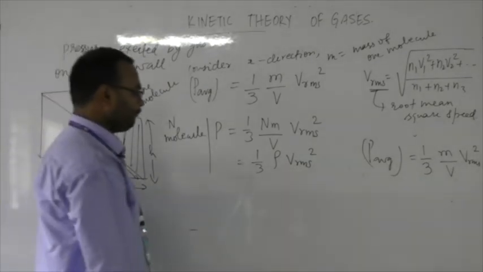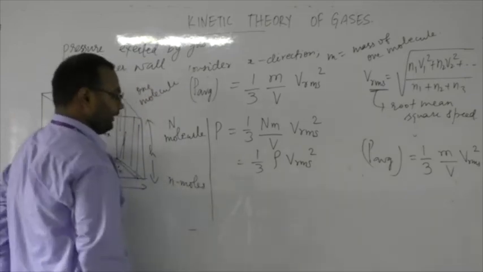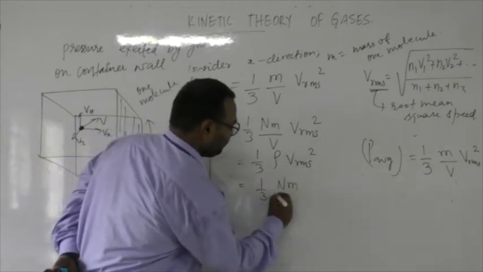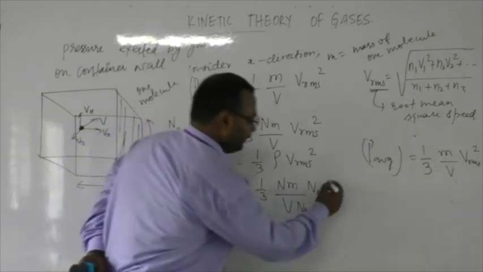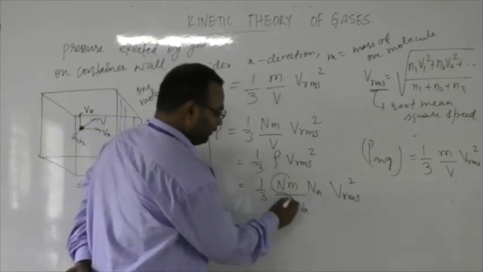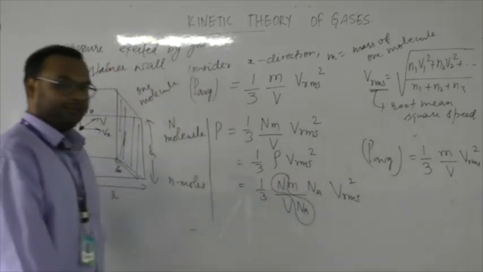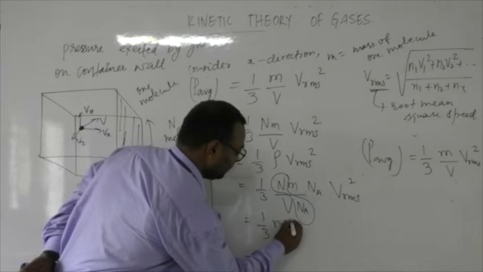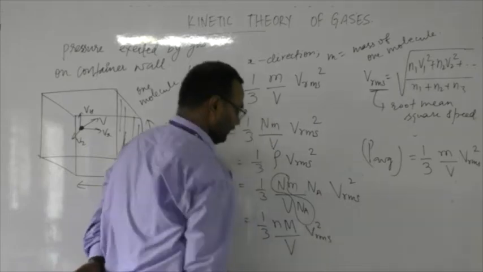Now, how will you write it for n moles? See, we can do modifications again. If it is 1 by 3 and we divide this term by Avogadro number and multiply by Avogadro number, then here Vrms square. This n upon Avogadro number will become number of moles, and mass of one molecule into Avogadro number will be molar mass. So this will be 1 by 3 n molar mass upon volume into Vrms whole square.